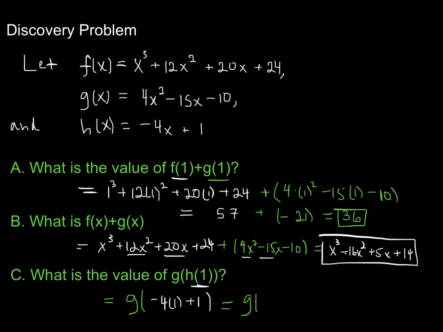So I'm taking g of negative 3. Well, I can also evaluate that pretty easily by plugging that into g of x. Go ahead and do that now. You'll end up with 71.